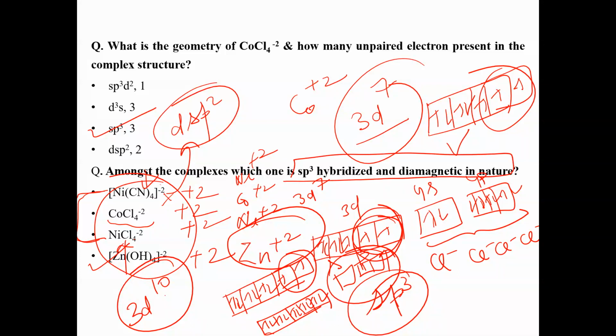Just simply the three basic steps. First, calculate the oxidation state, write down the electronic configuration, identify the ligand, whether it will be pairing up the electrons or not, and calculate the number of electrons. From there, you can easily determine the hybridization and the magnetic property, whether it will be diamagnetic or paramagnetic. And from the number of electrons, you can easily calculate the magnetic moment also. So from this practice, you can get much information.